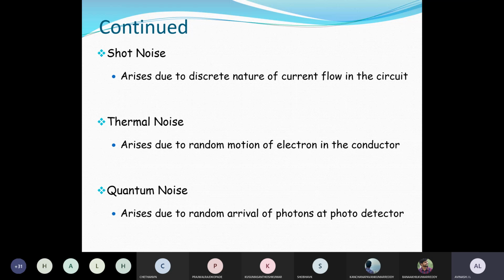When we talk about quantum noise, it arises from the arrival of photons at the photodetector. The detector is detecting, and if the photons are coming in one particular fashion, it is correct. But if the photons are coming in different ways, then once again it is a problem. So it arises due to the random arrival of photons at the photodetector.